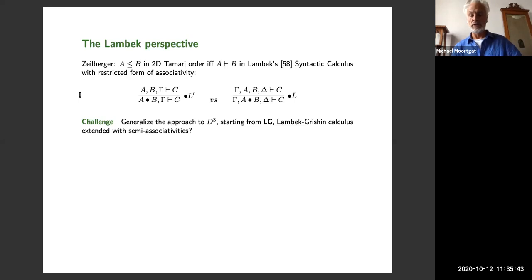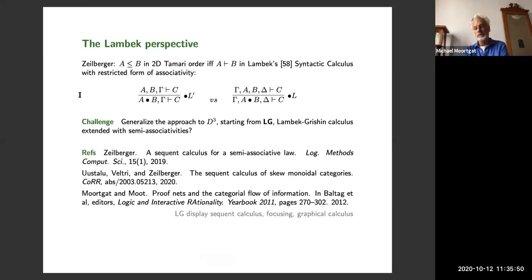which you can, as Lambek has it with his own calculus, extend with either associativities or semi-associativities or all that. So the reference here, if you want to know more about these systems, would be a paper that I wrote with Richard Moot, where we give a display sequence calculus for these Lambek-Grishin systems, where we prove a focusing property for that sequence calculus. We also have a proof net, a graphical calculus, and a connection with fragments of linear lambda calculus going with it. So that's the wider picture of this whole thing.